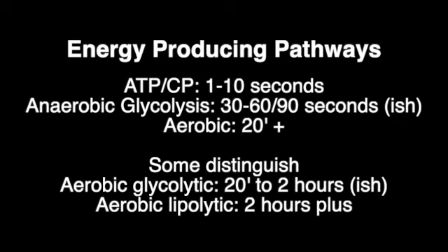So, for example, here was the summary of physiological energy systems within skeletal muscle, right? So we've got the ATP-CP system, which lasts about 1 to 10 seconds of maximal activity. Anaerobic glycolysis predominates at 30 to 60, up to about 90 seconds. The aerobic system really takes over at 2 minutes, but becomes really dominant at 20 minutes plus, and then some distinguish that aerobic glycolytic and aerobic lipolytic system.